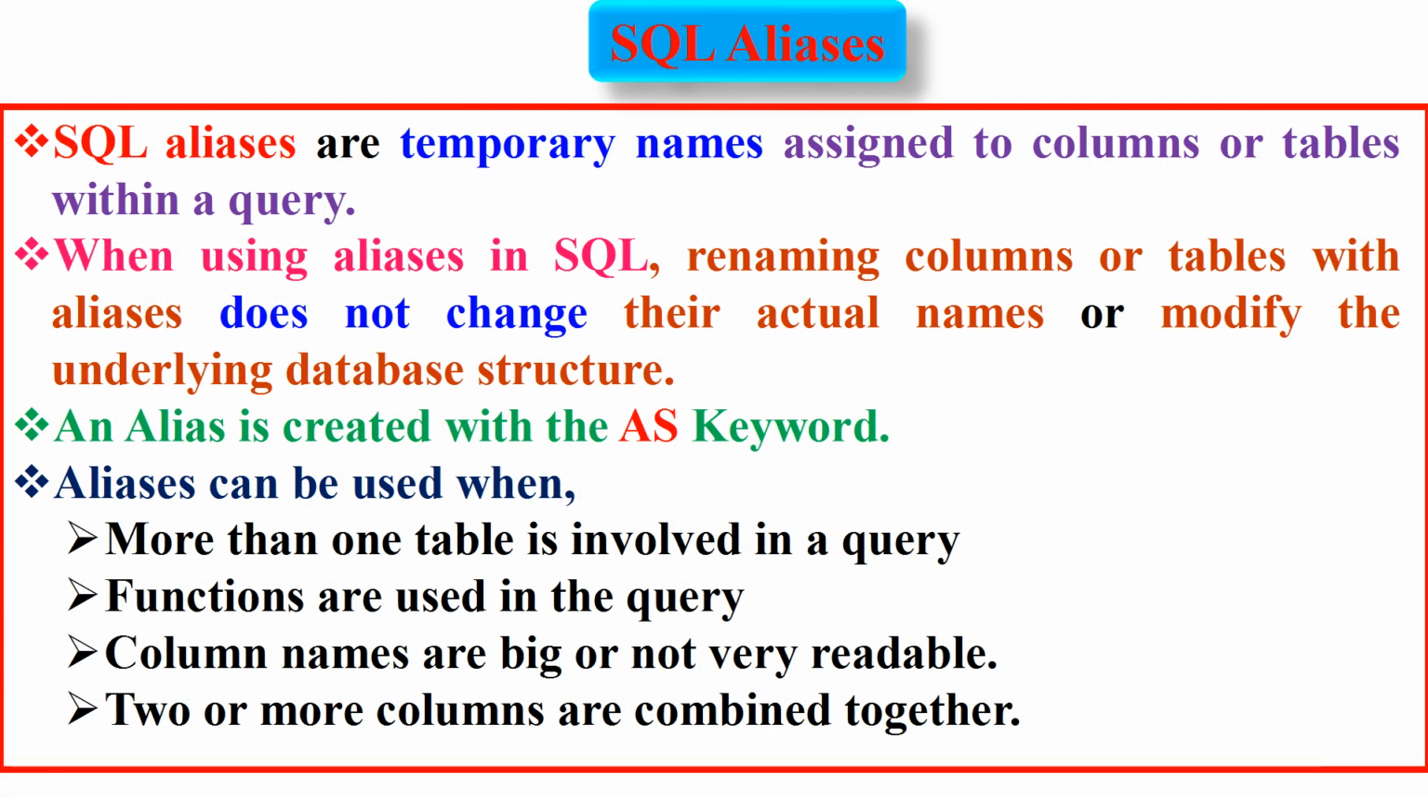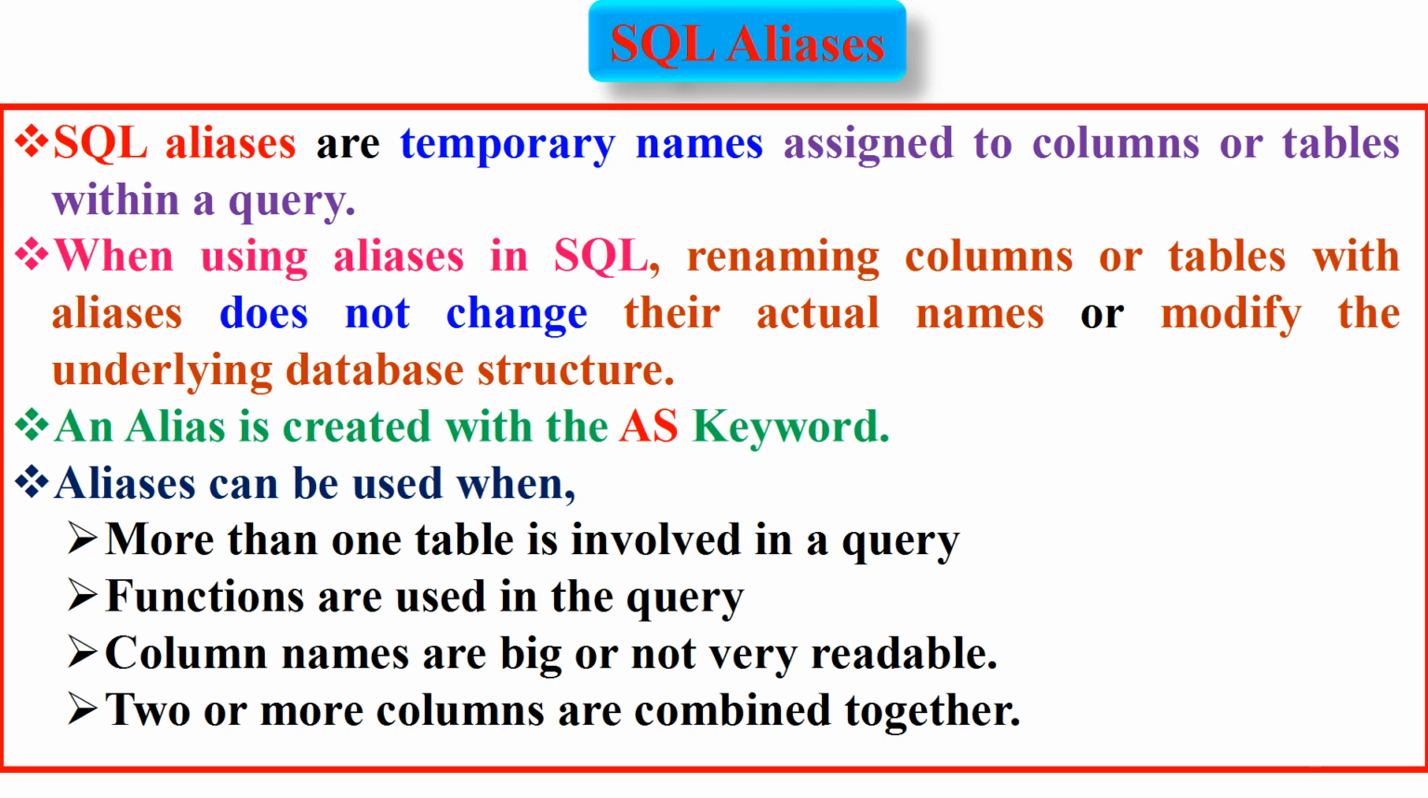SQL aliases are temporary names assigned to columns or tables within a query. Aliases are often used to make column names more readable. When using aliases in SQL, renaming columns or tables with aliases does not change their actual names or modify the underlying database structure. An alias only exists for the duration of that query. An alias is created with the AS keyword.